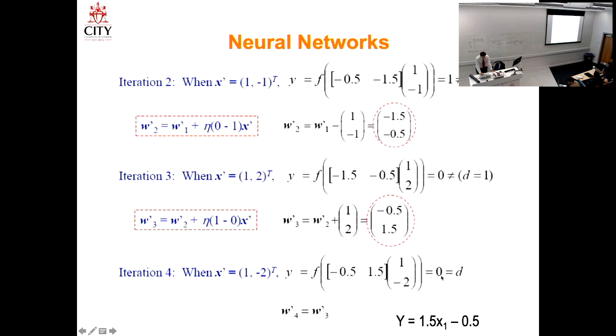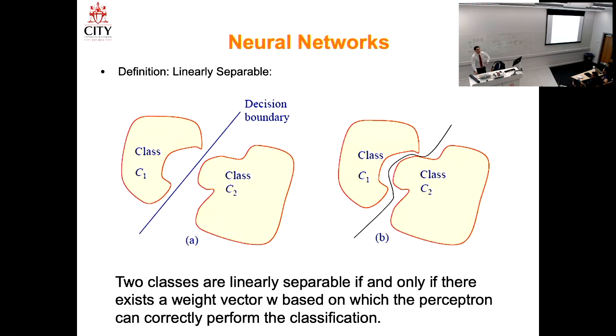Right? Now this is correct. And if you run it through the rest of them again, they're all correct. So I found a line. It's somewhere here. Or more specifically, something like that. So I found a line that is now separating my images. That's it. That's perceptron. Very simple.